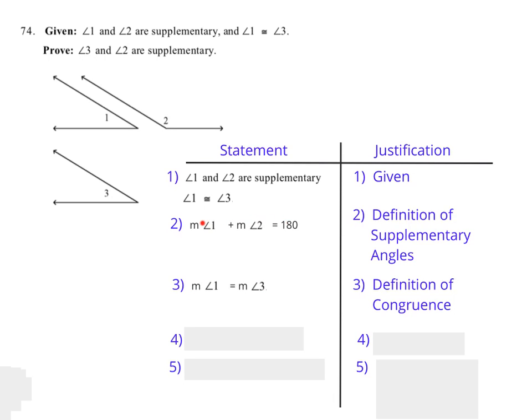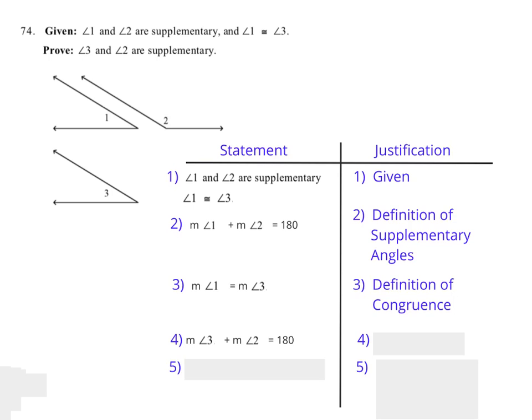Okay. Now, see this original statement? We're really trying to compare angles 2 and 3, right? So if we could somehow get rid of 1 and replace it with 3, then we would say the measure of angle 3 plus the measure of angle 2 equals 180. And we can do that. We can just replace it.